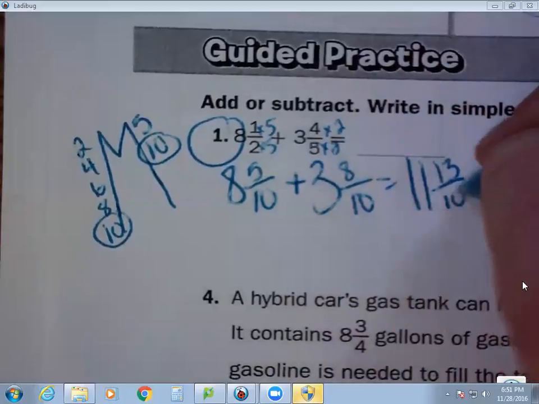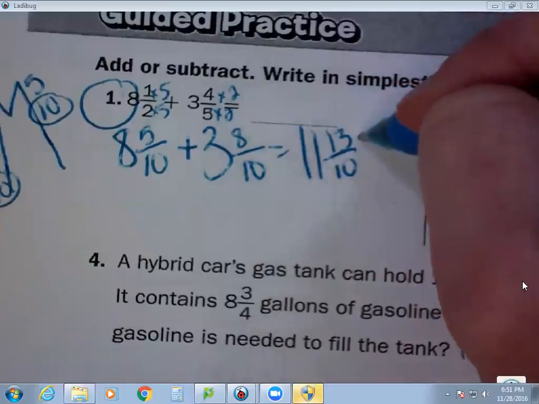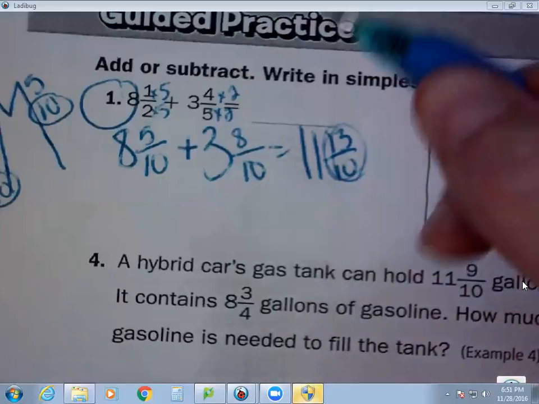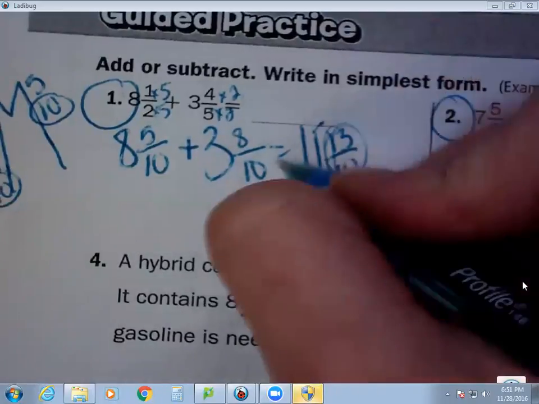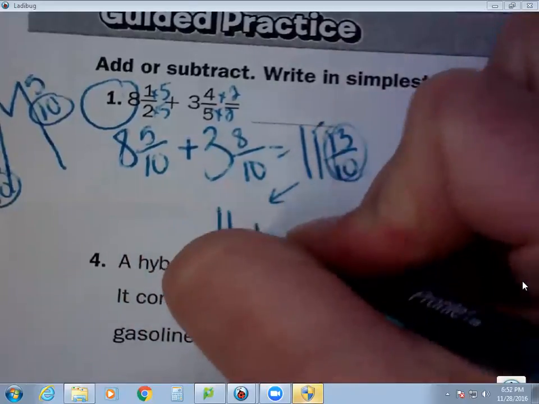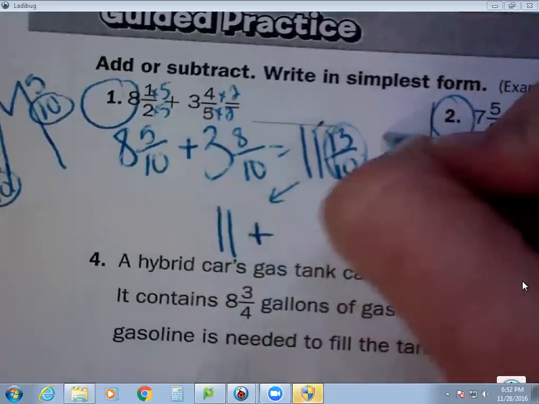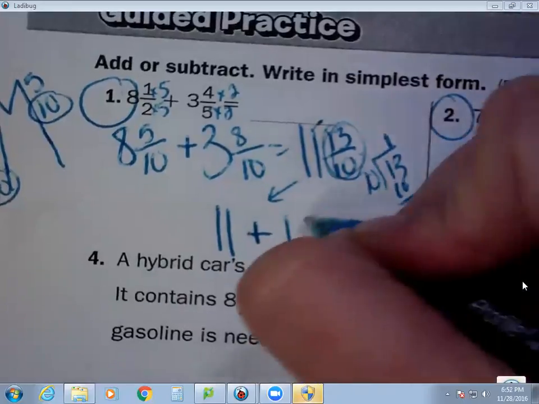Now here we have a predicament, don't we? We have 11 wholes and then we have 13/10. I know this is an improper fraction, so I still need to change this into a mixed number. You could do this a couple of different ways. If you can do it in your head and just add it back into the 11, awesome. Or you can kind of write the 11 over here and separate it from 13/10. So let's take 13 and divide by 10. It's going to go in 1 time with the remainder of 3. So that is 1 and 3/10.